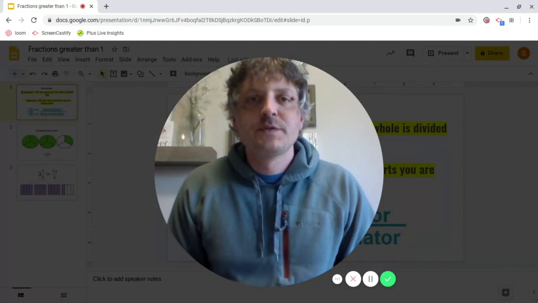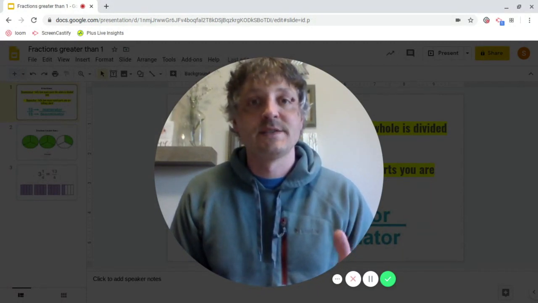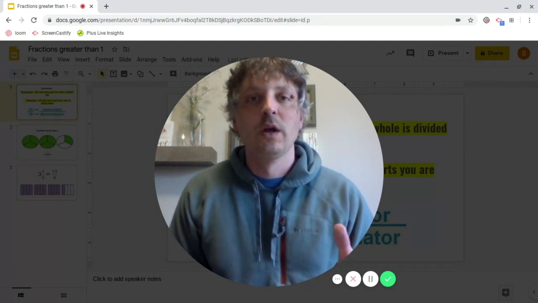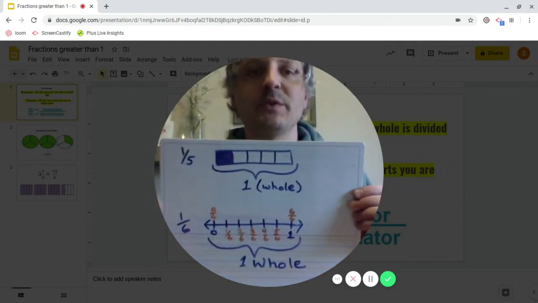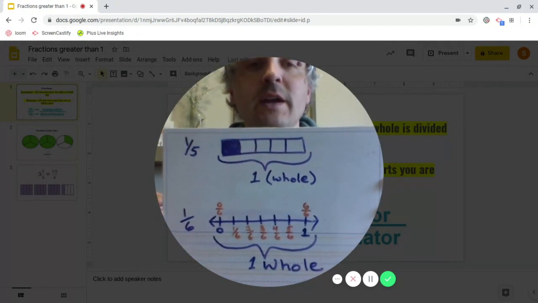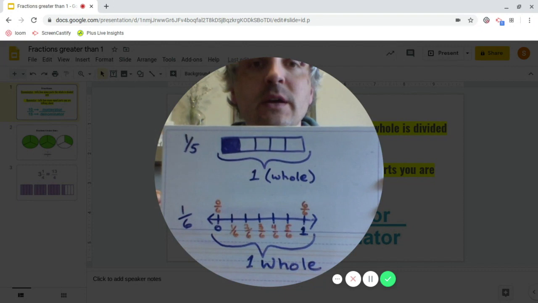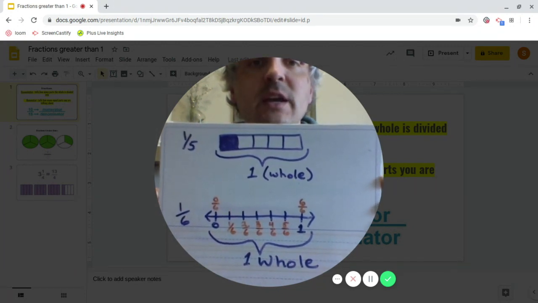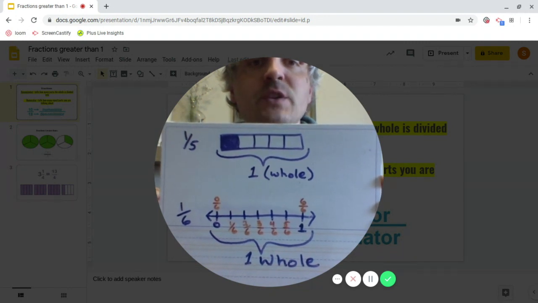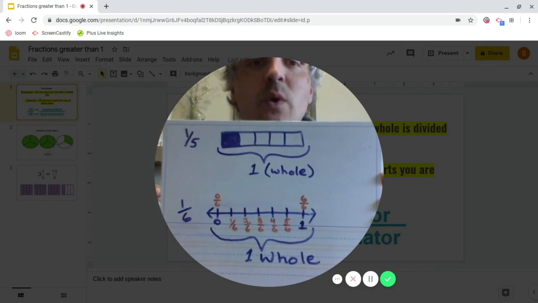So in the first video lesson I made on fractions, we talked about fractions that were less than 1 whole, or in between 0 and 1. I have a couple examples just as a reminder. On the top I have the fraction 1/5 using a fraction bar. I divided it into 5 pieces and shaded in the piece that represents the fraction 1/5. All 5 pieces equal 1 whole.